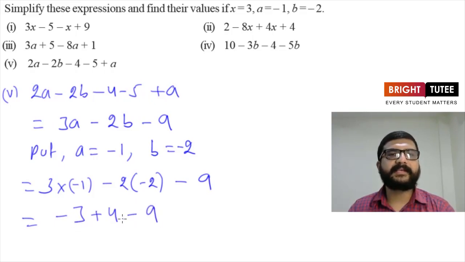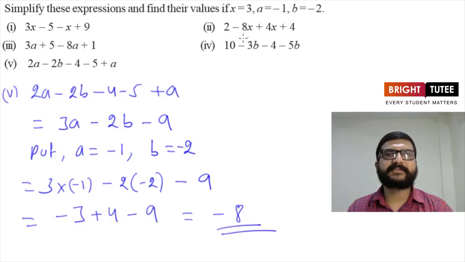Now minus 3 plus 4, this will give us 1. Now 1 minus 9, this will be minus 8. So minus 8 is the final value of this expression at a equal to minus 1 and b equal to minus 2. So this is how we can find the values of expressions after simplifying them.